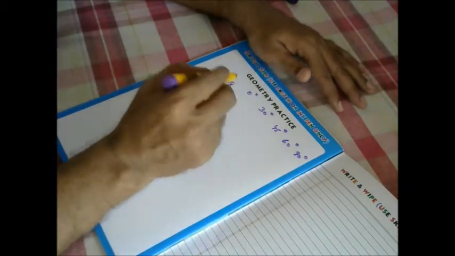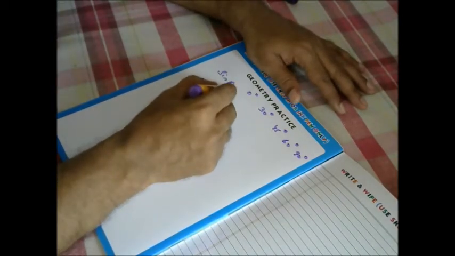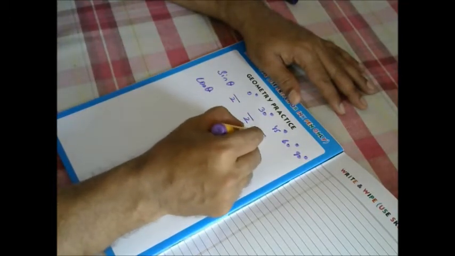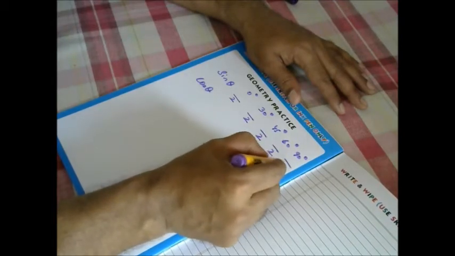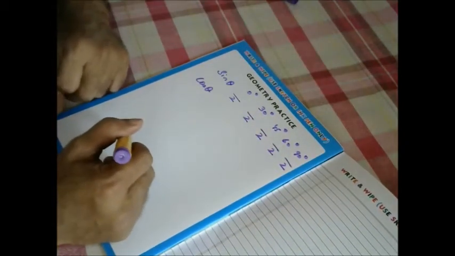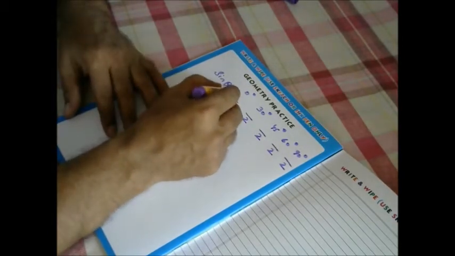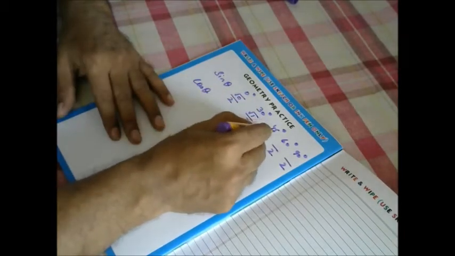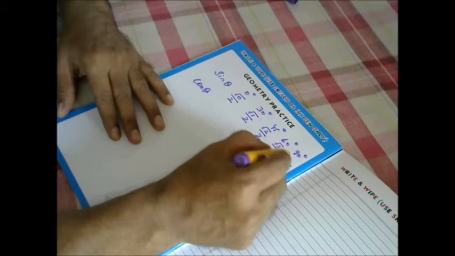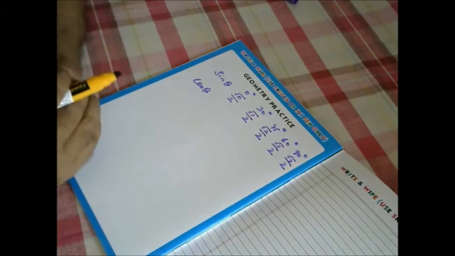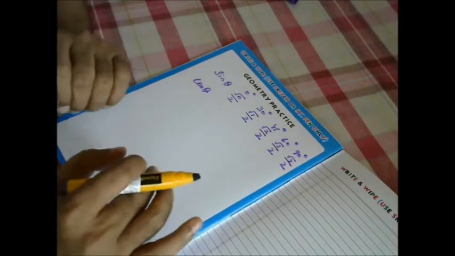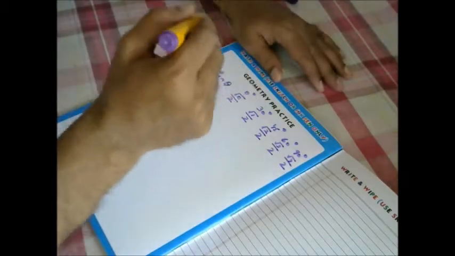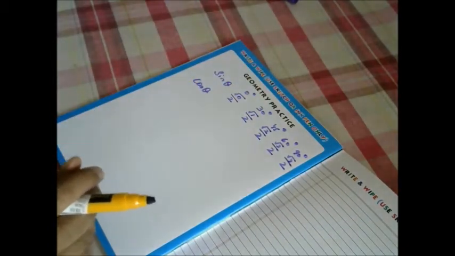Now for sine theta, just divide by 2 everywhere. Then start writing square root 0, square root 1, square root 2, square root 3, square root 4. Easy? I am telling you the easy way to find out. Now I will rub it out.